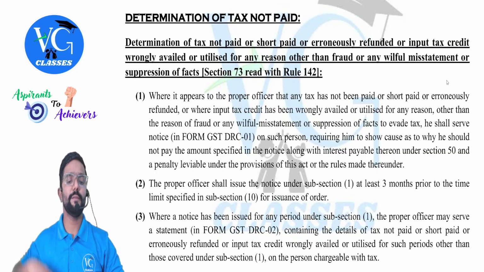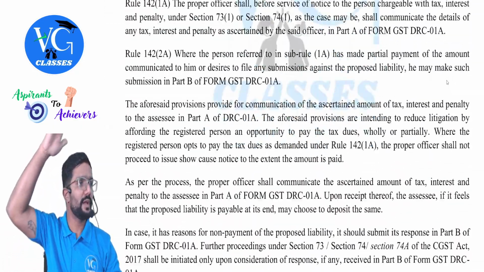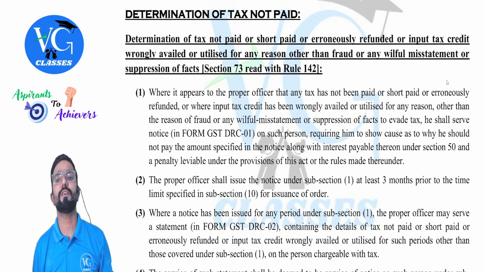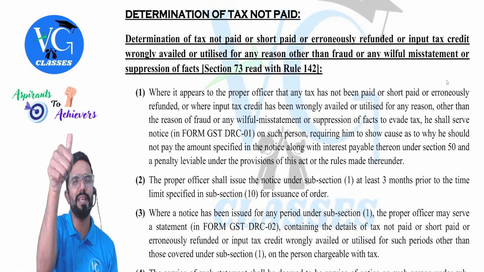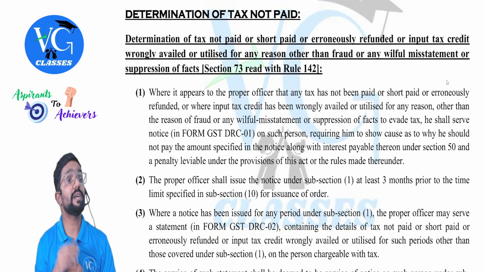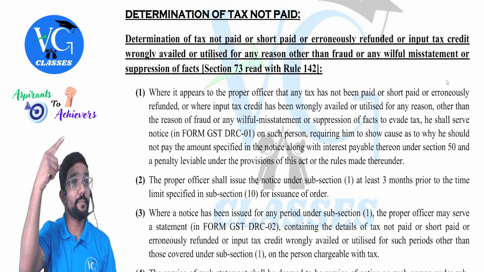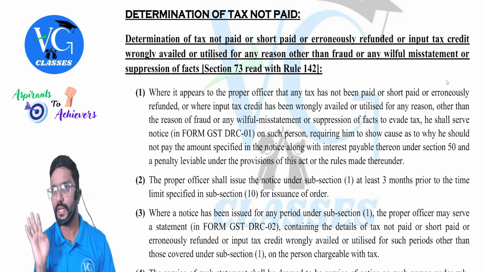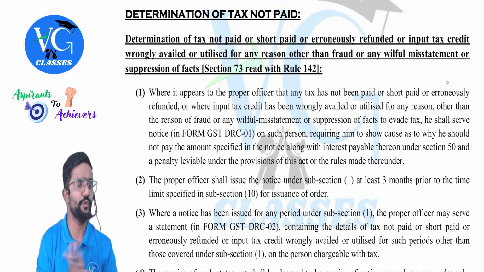First, now forget about the pre-part. Pre-part didn't work. So what are they doing? Starting with 73. 73 is a case of people other than fraud. In simple, error or mistake. What and all is covered? I already told you. Not paid, short paid, excess ITC claim, excess refund claim. All four will come, or any one of these four.